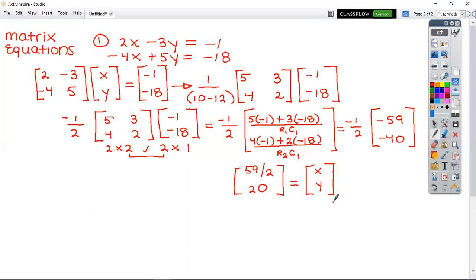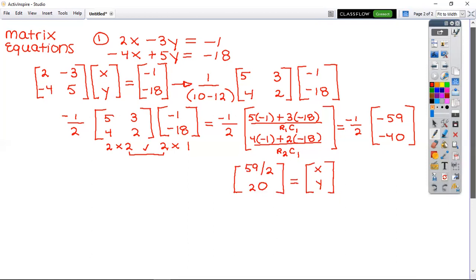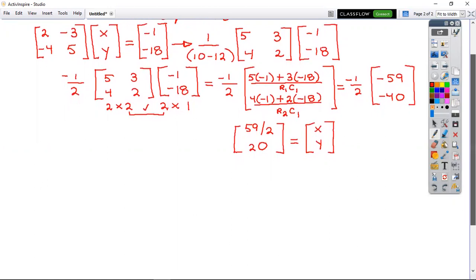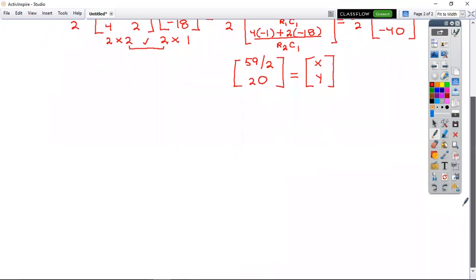Okay, I want to give you one more of those at least. Combined a lot of content together all at once. As long as you practice it, you will get good with it, but there's a lot of steps. Okay, so number 2. Same directions. It's going to say solve, and you must use matrix equations. No substitution, no elimination, no graphing. So this is matrix equations.